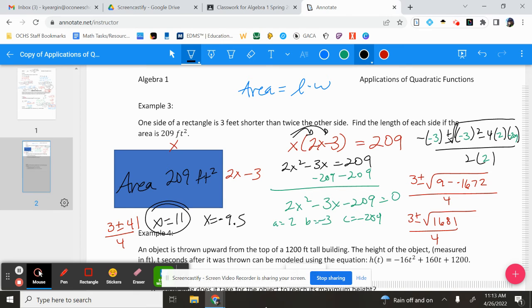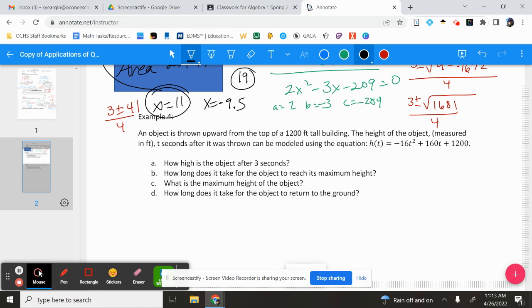And if x equals 11, that means 2 times 11 minus 3, 22 minus 3 is 19. That is my other side. So this length up here would be 11. This side length would be 19.